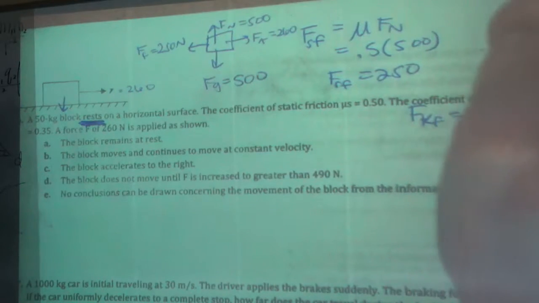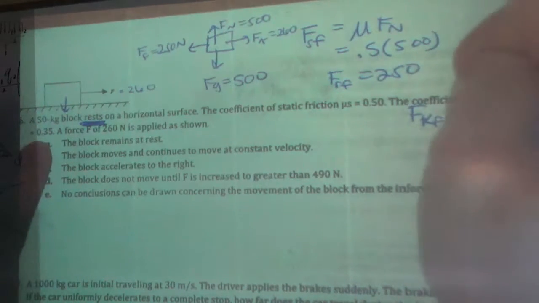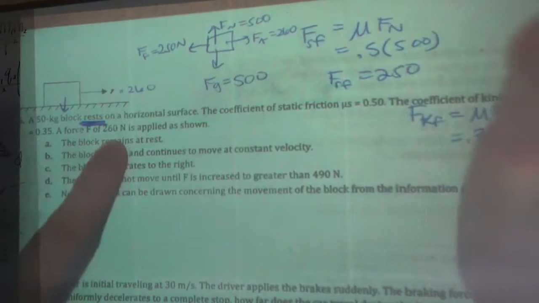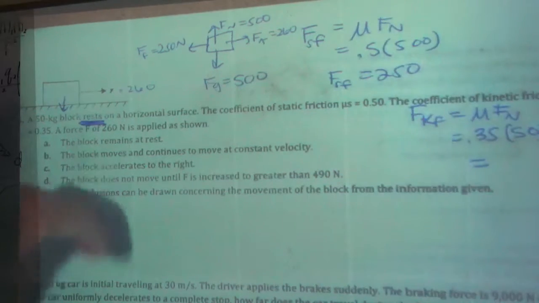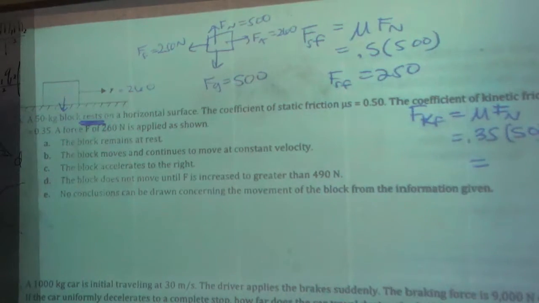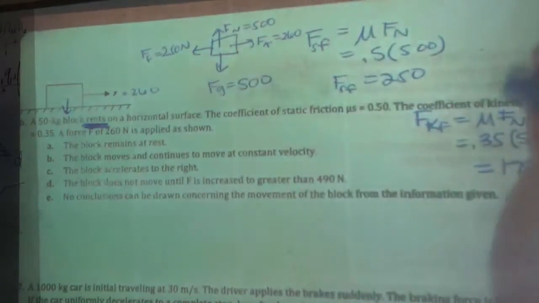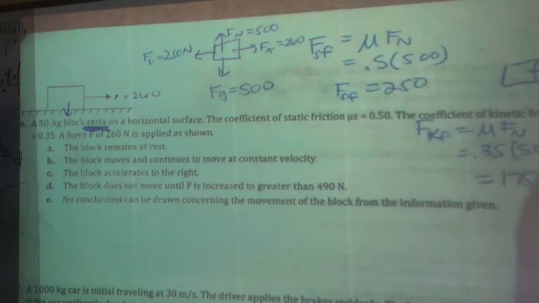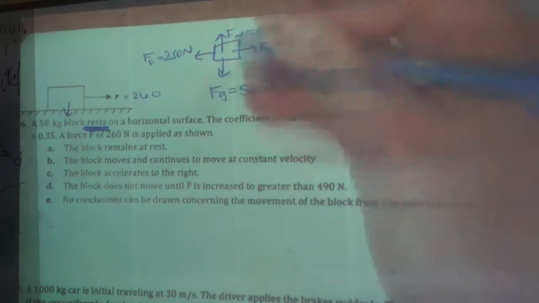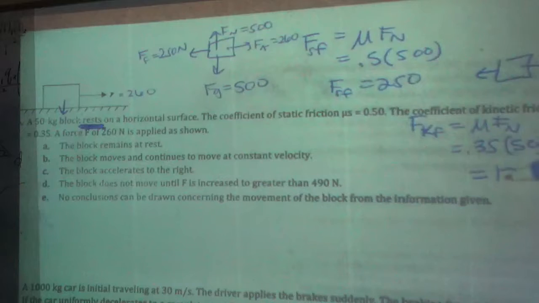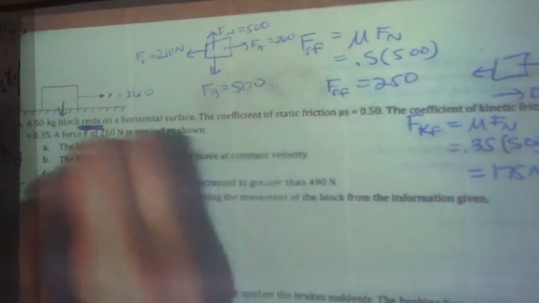If you weren't sure about the kinetic, then let's check. So kinetic friction is still mu Fn, but now I have a new mu, same normal force. So this would be 175 newtons. So either way, you have an applied force of 260 and you have a friction force. Once you overcome the static, then it would switch to the kinetic, which would be 175. Either way, you definitely have a net force to the right, which means you have an acceleration to the right. So your answer was it accelerates to the right.